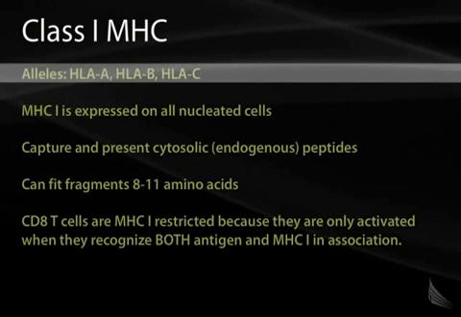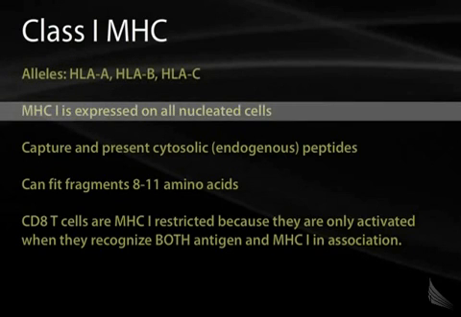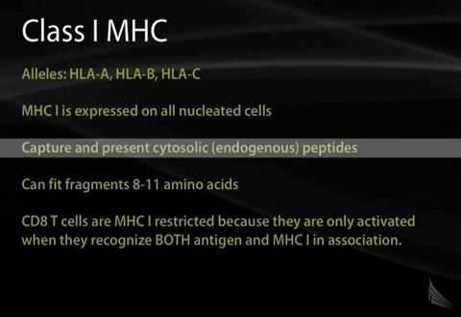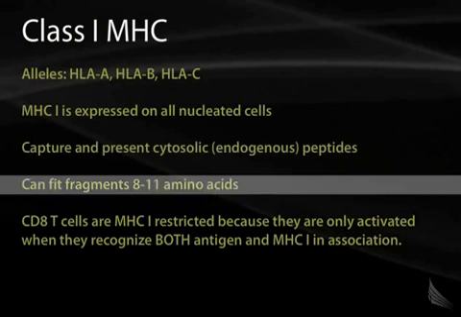So the alleles for Class 1 MHC are HLA-A, HLA-B, and HLA-C. MHC Class 1, as you recall, is expressed on all nucleated cells. It is involved in the capturing and presentation of cytosolic or endogenous peptides. The MHC molecule can fit fragments of 8 to 11 amino acids long into its peptide binding groove. So the segments that are broken down from within the cell that are actually placed into Class 1 MHC are peptide chains of 8 to 11 amino acids.